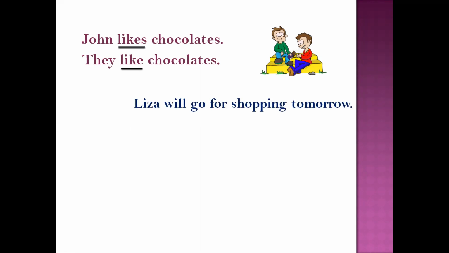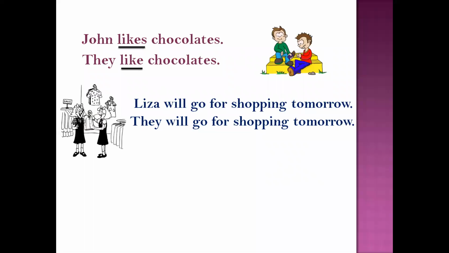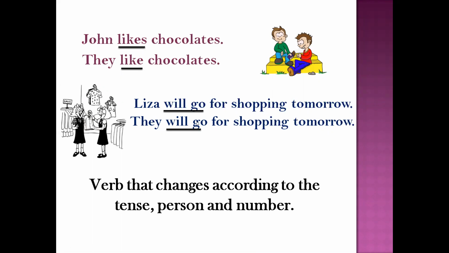Lisa will go for shopping tomorrow. They will go for shopping tomorrow. In these two sentences, the verb is will go, and here we have made use of the simple future tense, right? So the verbs that change according to the tense, person, and number are called finite verbs. Here the verb is changing as per the number of the subject, and here the verb is changing as per the tense.